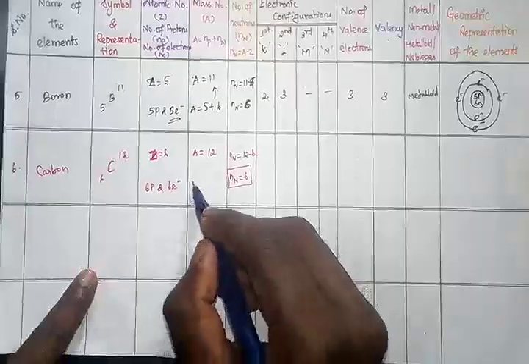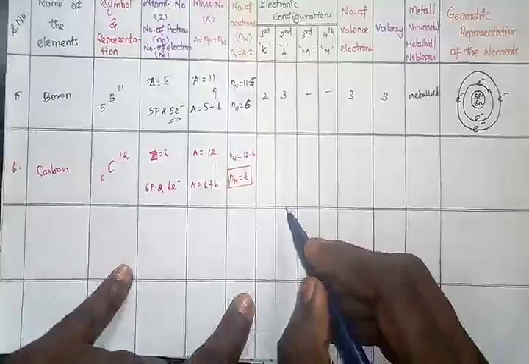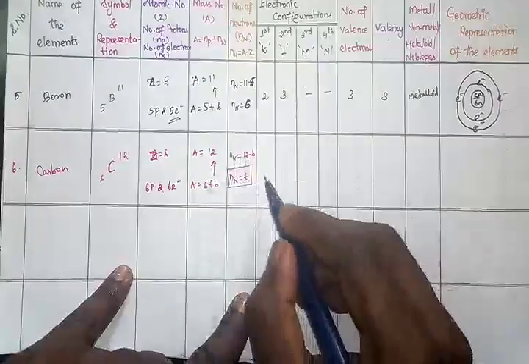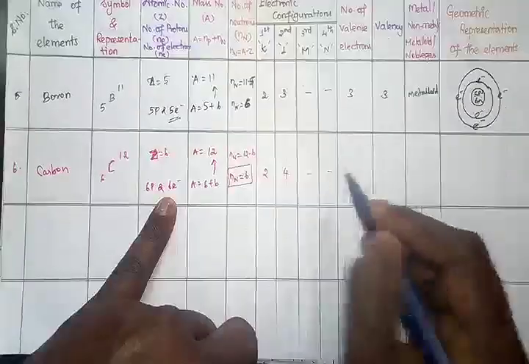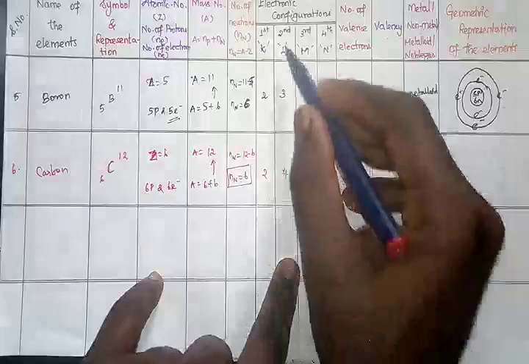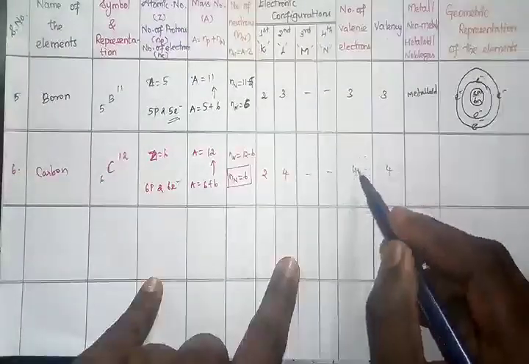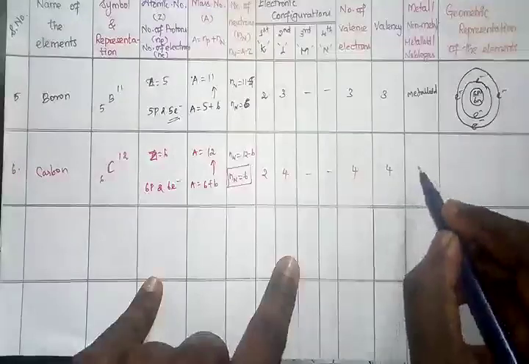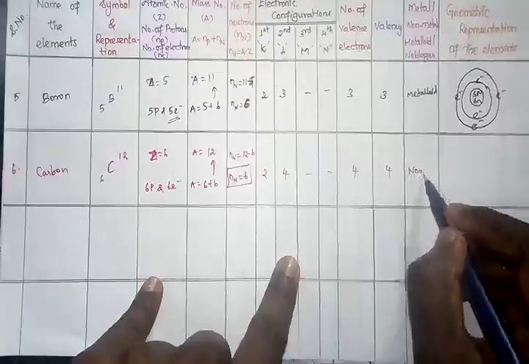How do you calculate the mass number? 6 plus 6, 12. And the electronic configuration, there are 6 electrons, 2 comma 4, and the last shell consists of 4 electrons. The valency is also 4, because gaining and losing are equal. If you have more than 3 electrons, it is a non-metal.